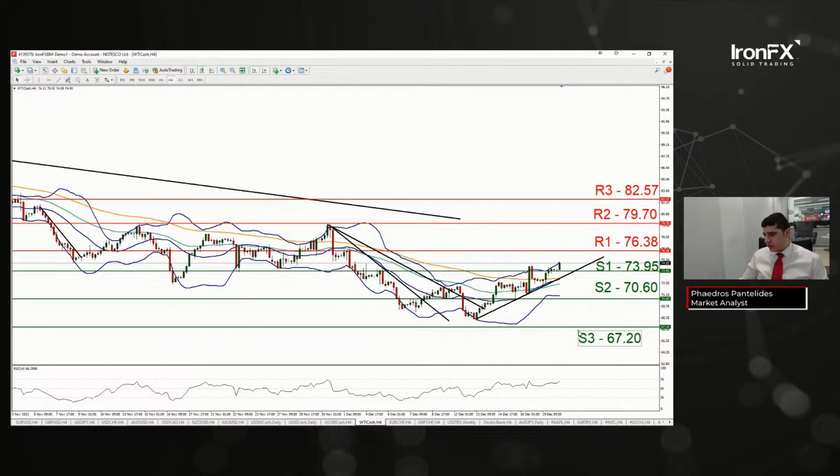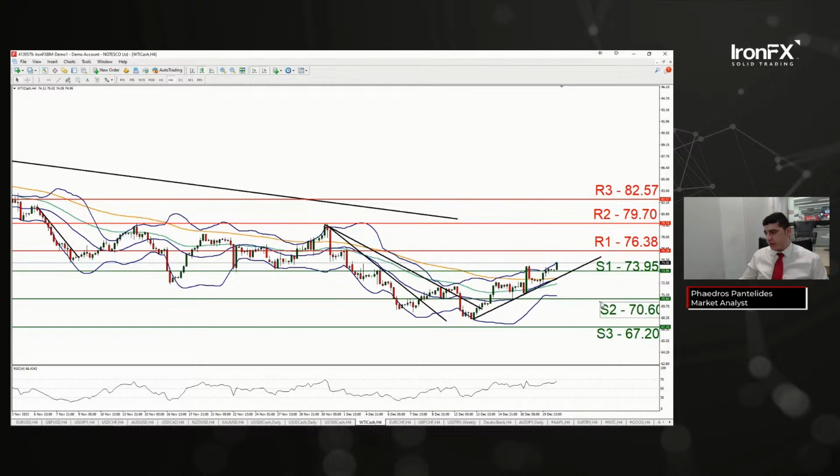For a sideways bias, staying between S1 and R1. For a bearish outlook, breaking below S1 and breaking below our upwards moving trend line could constitute a bearish outlook. Why? It's broken below S1, and it's breaking below our upwards moving trend line. Then we may see a bearish outlook for oil prices, but that may be more from a fundamental point of view rather than from a technical perspective. For now, maintaining a bullish outlook for crude oil.